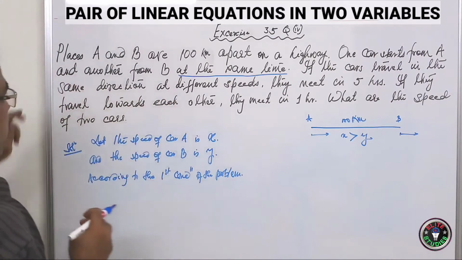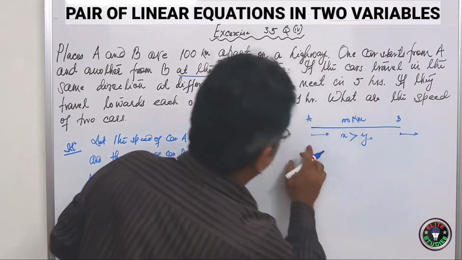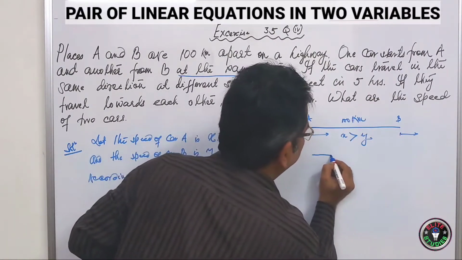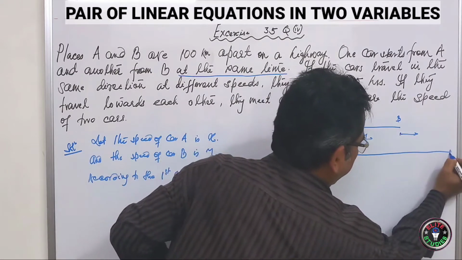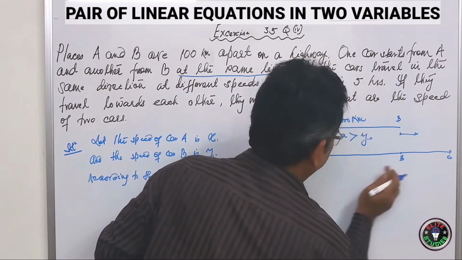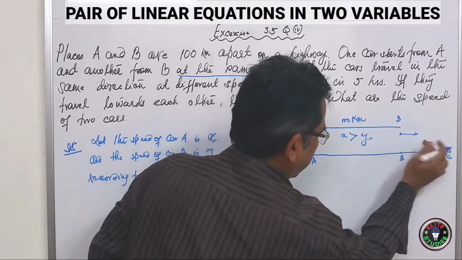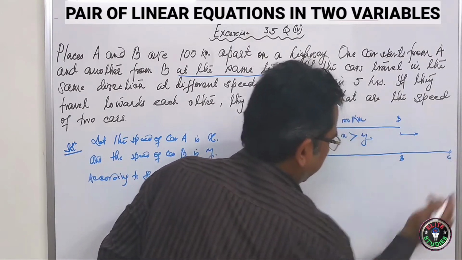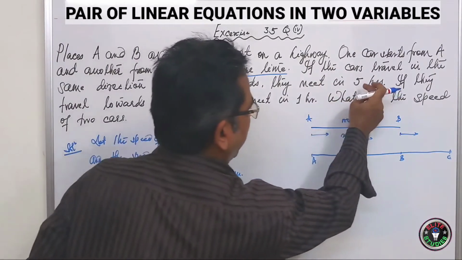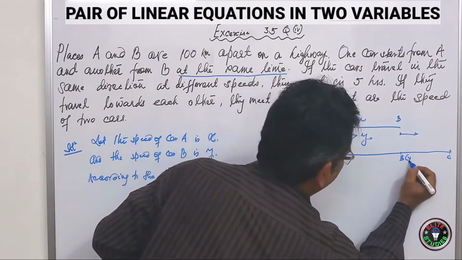If the cars travel in the same direction, suppose car A is traveling in this direction and car B is traveling in this direction. This is point A, this is point B. Car A is going in this direction and car B in this direction, and they meet at point C. They have traveled for 5 hours. The speed of car A is x, the speed of car B is y.